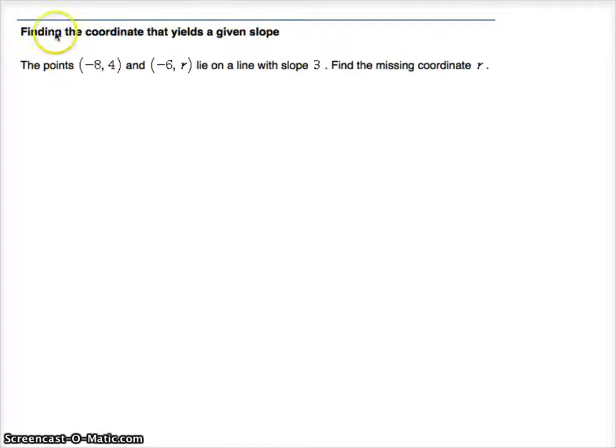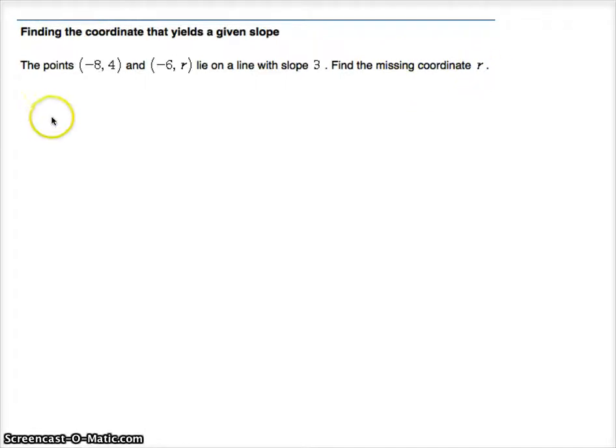Hey team, today we're going to be working on finding the coordinate that yields a given slope. The points (-8, 4) and (-6, r), which is going to be our missing coordinate, lie on a line with a slope of 3. Find the missing coordinate r.